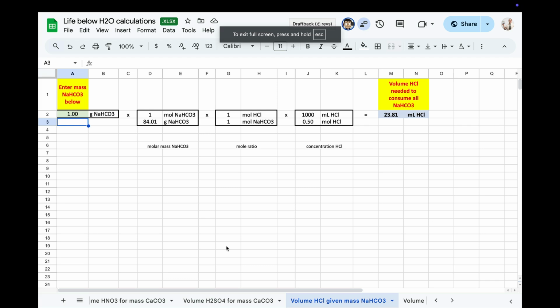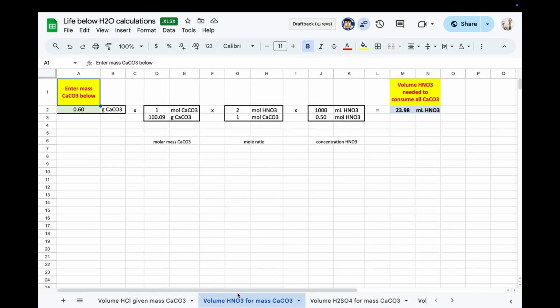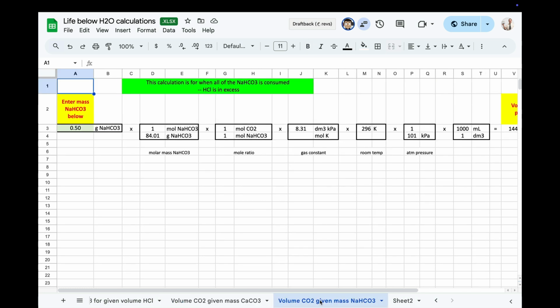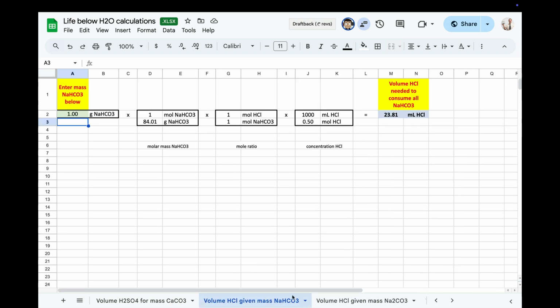Okay, I want to show you how to use the calculator spreadsheet with your investigation. The first thing you have to do is look down here and see what acid you're using and what carbonate you're using. And you can do things depending on what you're trying to do. Let's say I'm going to mix hydrochloric acid with sodium hydrogen carbonate.